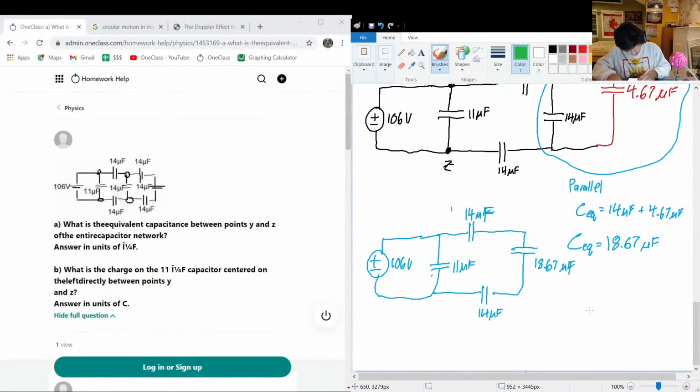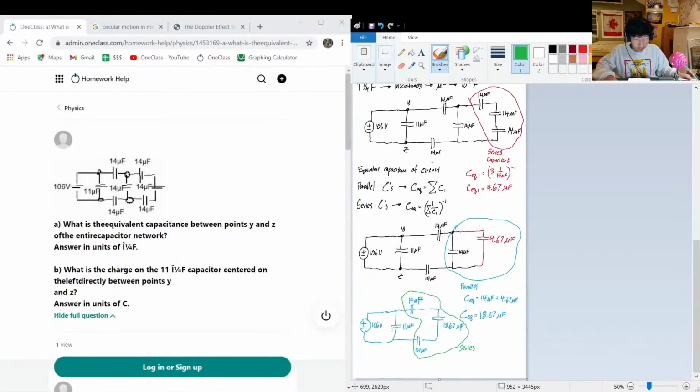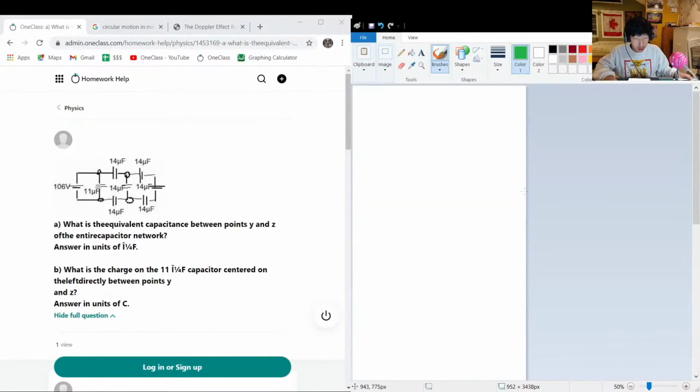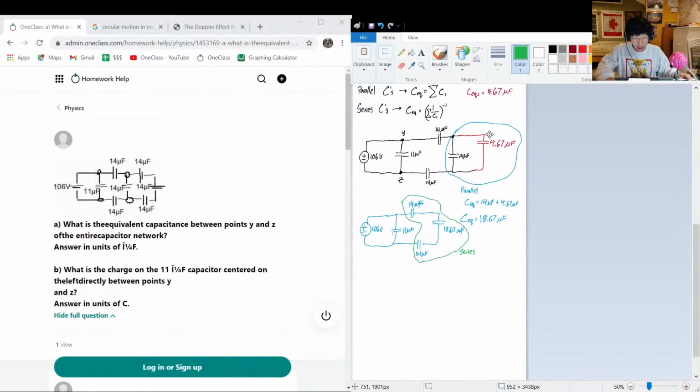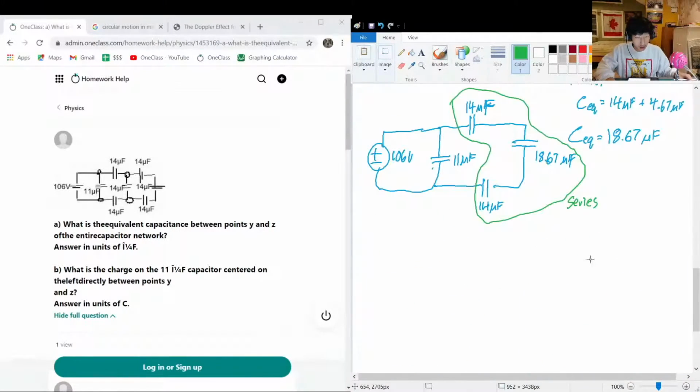You can see here in green we have series. I'm going to just zoom out a bit and extend the vertical length of my page. Maybe I'll just move everything upwards like that. Okay, cool. So back to business here.